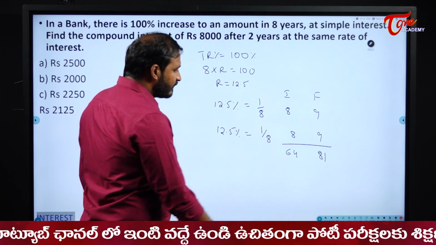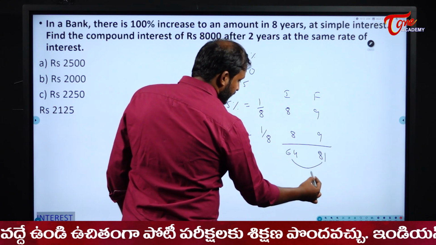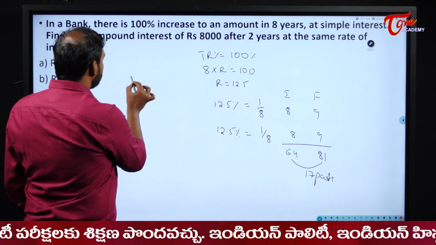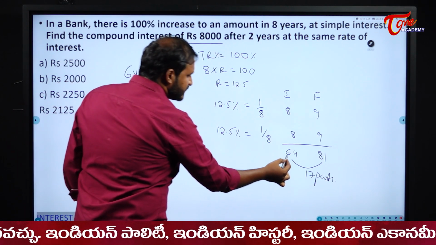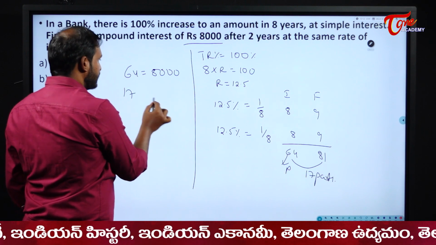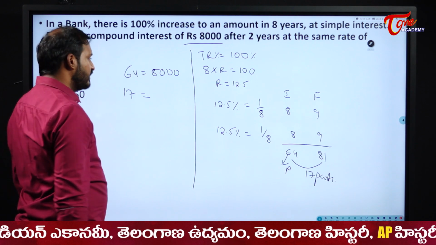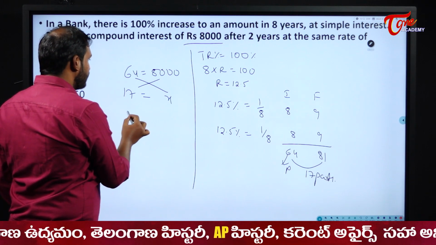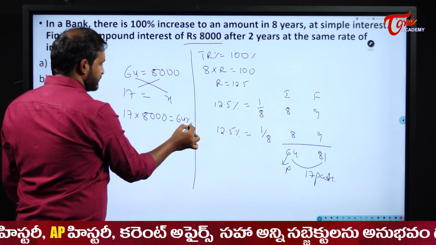Okay. What is the difference here for me? Difference here is 17 parts. According to the given question, 64 parts is equal to what? 64 parts is equal to 8,000. Initial, that is principal. And what will happen to my 17 parts? What will you get here, students? Assume it as some x. Cross multiplied, you will get the answer. So 17 into 8,000 is equal to 64 into x.